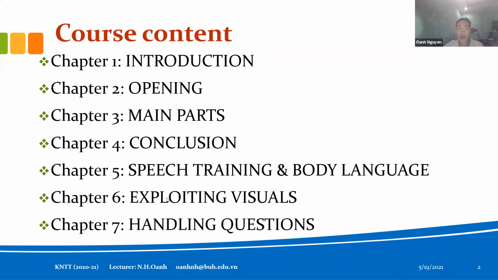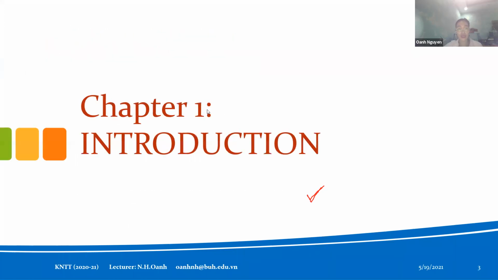In chapter 6, we have to deal with the ways we will exploit the visuals. How can we design a very successful PowerPoint? And this is the part that we have done in the first lesson. In chapter 7, we have to know how to handle questions from the audience and how to avoid answering particular questions. So these are 7 main things that we have to cover in this course. Now let's move on to the first exercise with introduction.